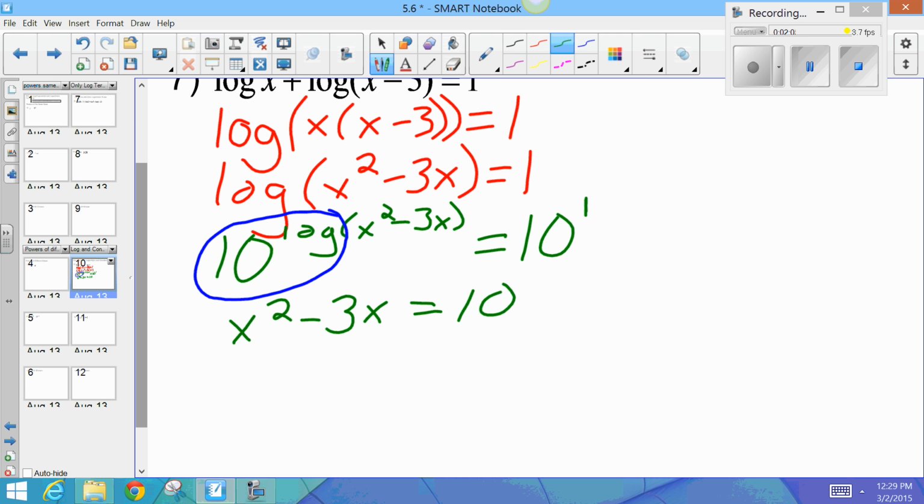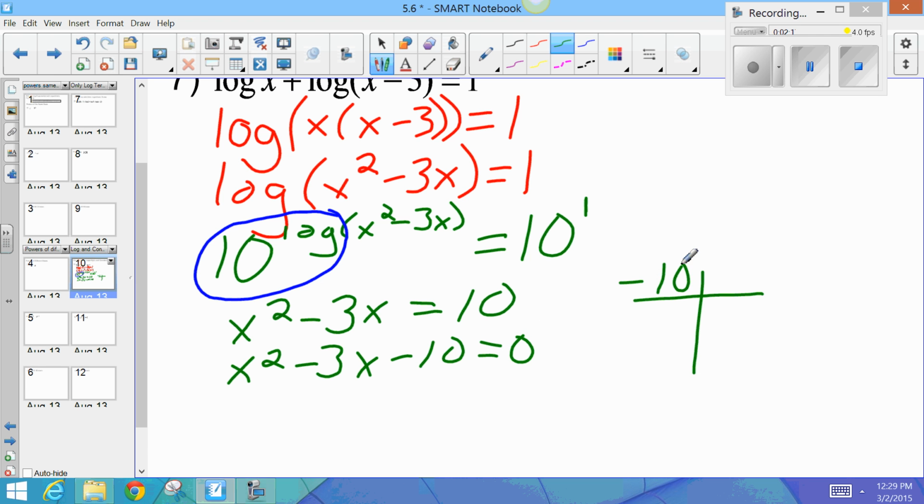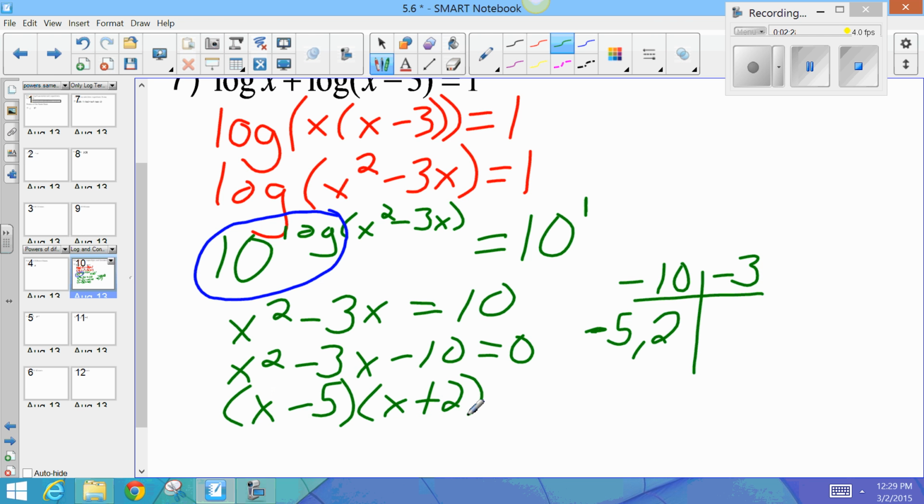This is a quadratic equation. I'm going to set it equal to 0, so I'm going to subtract 10. This is factorable. I need factors of negative 10 whose sum is negative 3: negative 5 and positive 2. Solving both of those factors gives us x equals 5 and x equals negative 2.